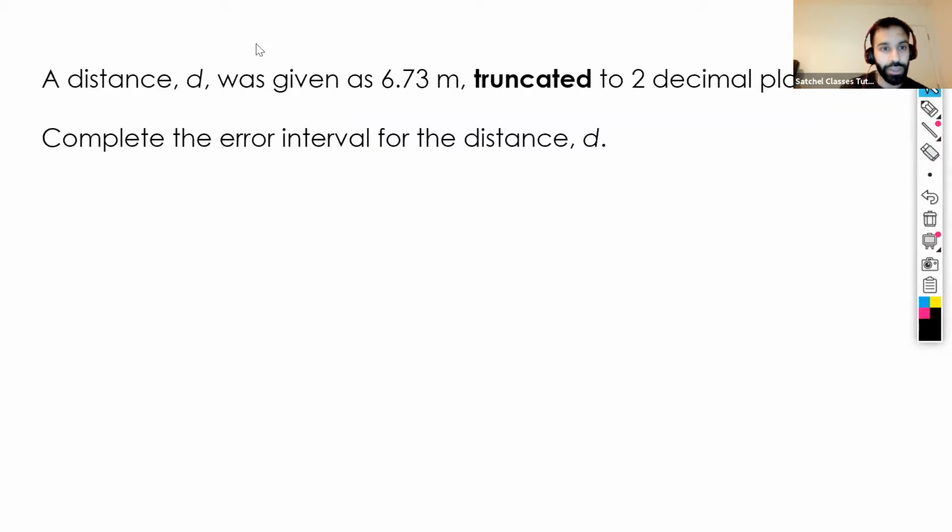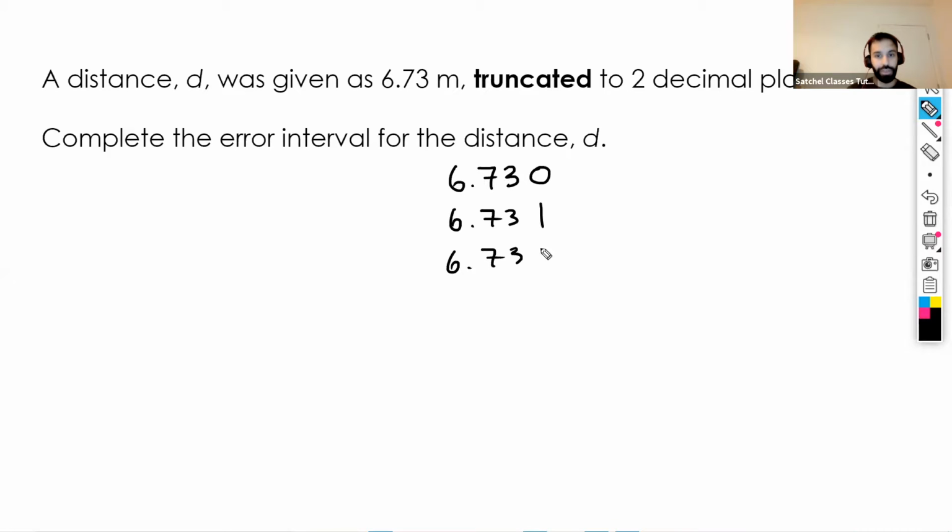Now it says the distance D was given as 6.73 meters truncated to 2 decimal places. Complete the error interval for the distance D. So again, what is the lowest possible value that we could have had for the distance? Well, we could have had 6.730, as this would truncate to 6.73 to 2 decimal places. Could have had 6.731. We could have had 6.732.